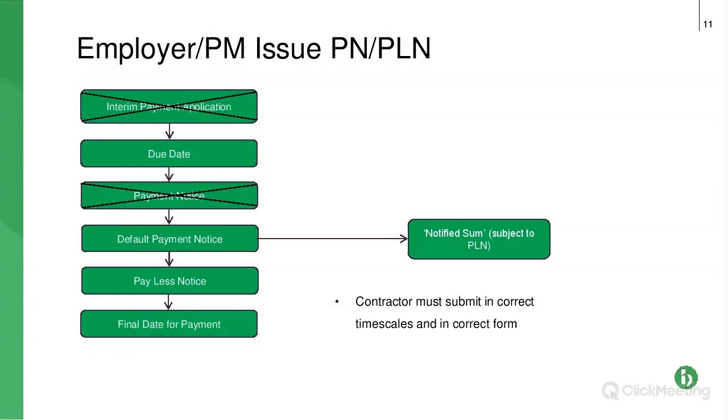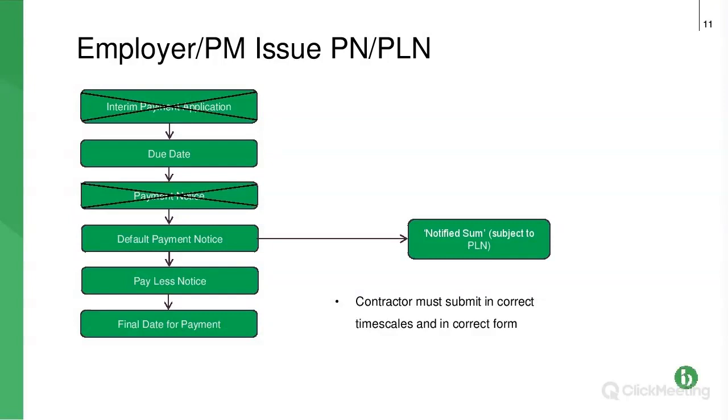Now, if you remember, when we looked at our hierarchy, it started with pay less notice. That trumps everything. The next one was the payment notice. Next one, contractor's interim payment application. And the final one was the contractor's default payment notice. So how does this work? Well, it's exactly the same on the left-hand side as we had before, except for the fact that default payment notice has been added at the fourth box down.